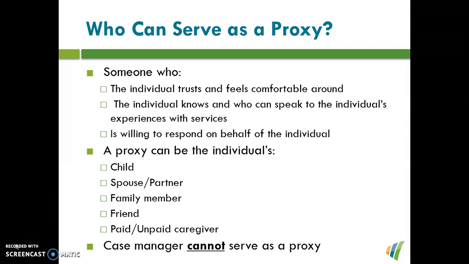Most often, a proxy will be the person's child, a spouse or partner, a family member, a friend, or a paid or unpaid caregiver. Now, paid caregivers are not the ideal person to serve as a proxy respondent, but sometimes that's going to be the person who's available, and that's totally okay if needed. The only person who cannot serve as a proxy will be the person's case manager or care coordinator, and that's really just to avoid any kind of conflict of interest.